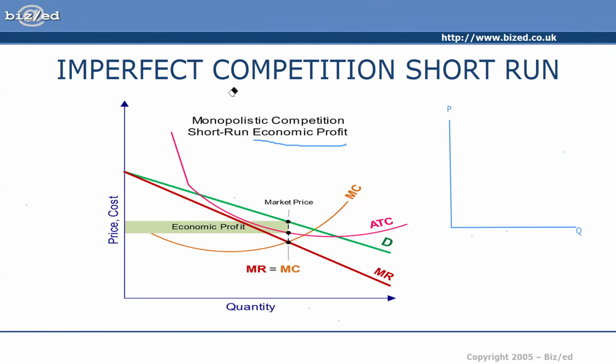So, in imperfect competition, which is monopolistic, oligopoly, and monopoly, we have a normal demand curve, which is downward sloping. The demand curve is equal to your average revenue, but it's not equal to your marginal revenue. Your marginal revenue has its own separate curve underneath the demand curve, and it's also downward sloping. This is my marginal revenue. The other curves remain the same. My marginal cost curve will still go down, then go up.